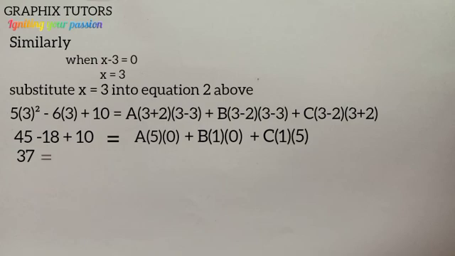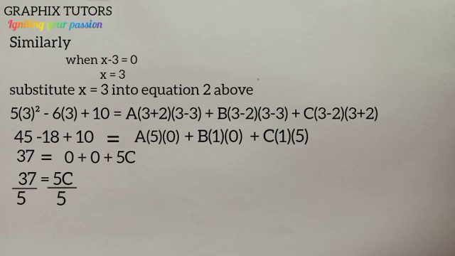Equals a times 5 times 0 is 0. Plus b times 1 times 0 is 0. Plus c times 1 times 5 equals 5c. Now we're left with 37 equals 5c. Now you want c to stand alone, so you divide both sides by the coefficient of c, which is 5. Dividing both sides by 5, we have 37 over 5 equals 5c over 5. Now 5 cancels 5, and on the right hand side we're left with c. So our c is equal to 37 over 5.